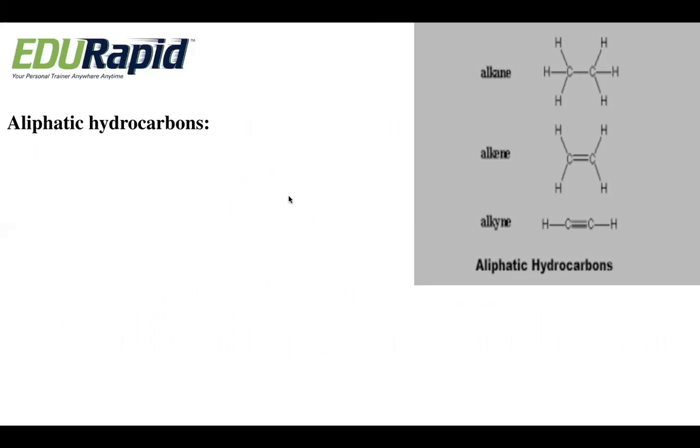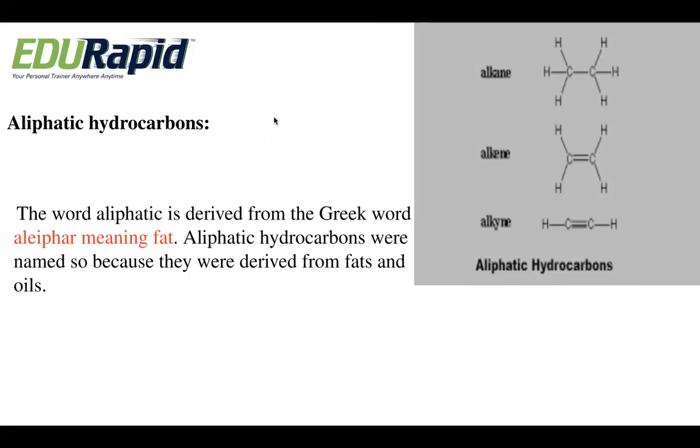We will study about hydrocarbons. We have two forms of hydrocarbons. Let us study about aliphatic hydrocarbons. What do we mean by aliphatic hydrocarbons? The word aliphatic is derived from a Greek word, aleiphar, meaning fat. Aliphatic hydrocarbons were named so because they were derived from fats and oils. So the main origin of the aliphatic hydrocarbons is fats and oils, and that is how they got the name.